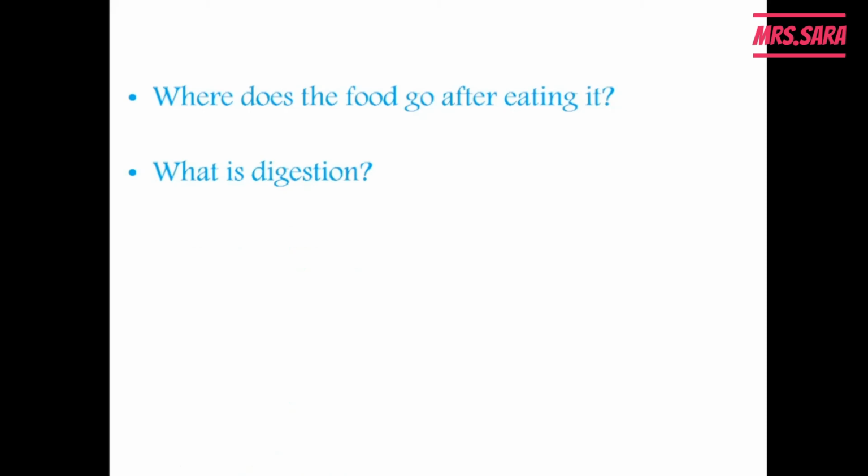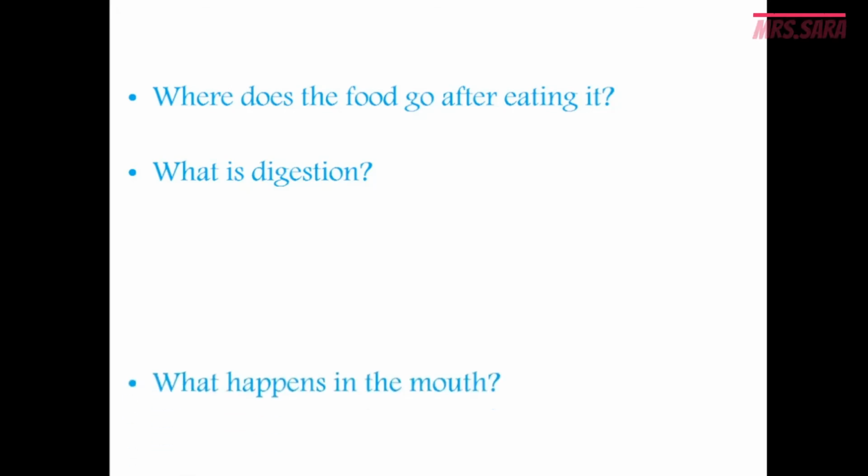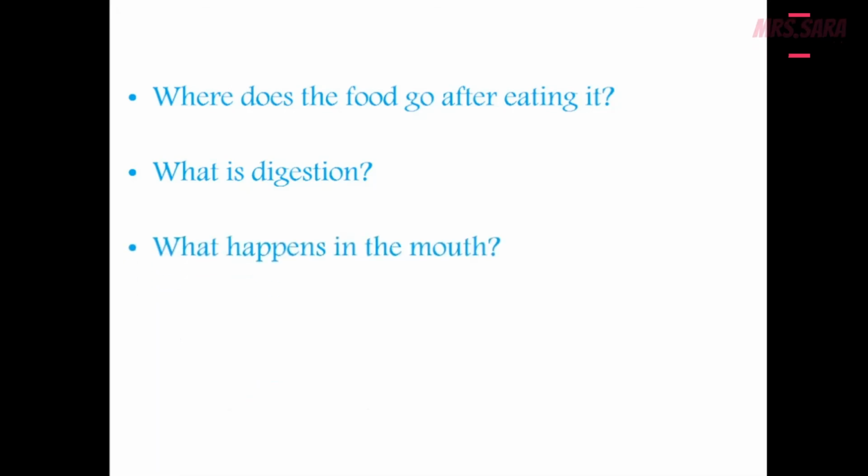What is digestion? Who can tell me? Super. So the digestion process is the process in which the food changes into a simpler form. What happens in the mouth? So in our mouth, we have teeth and we have saliva. The teeth crush the food into smaller parts, and the saliva softens the food for easy swallowing.